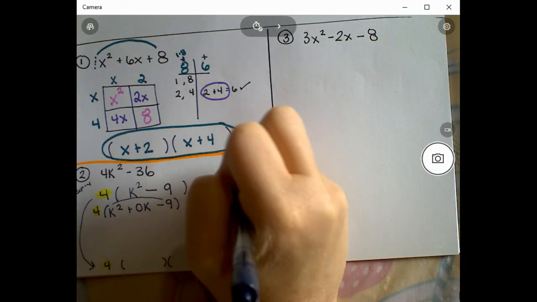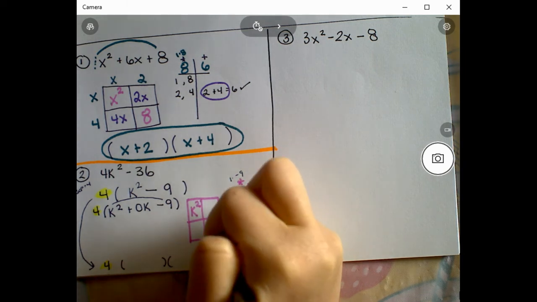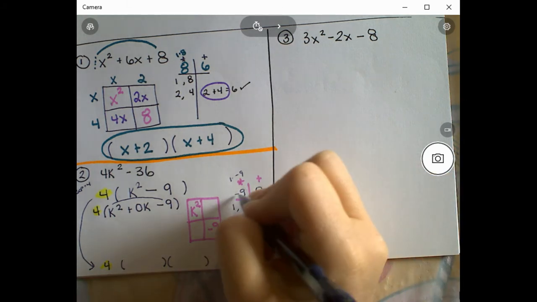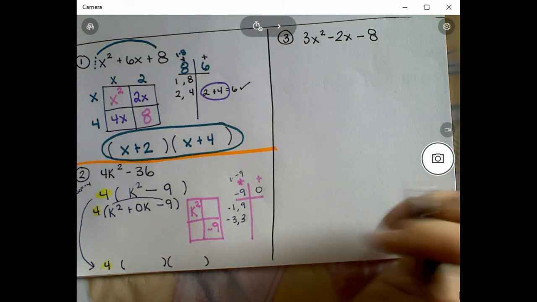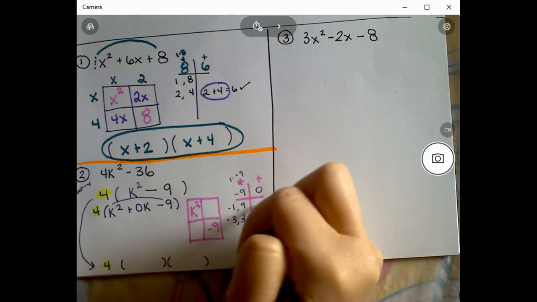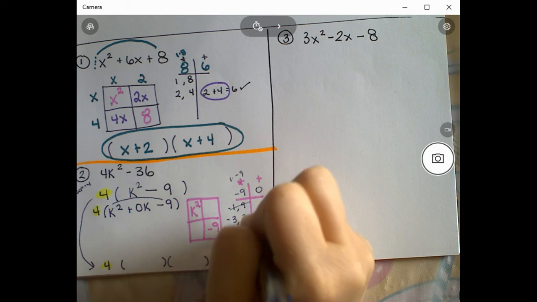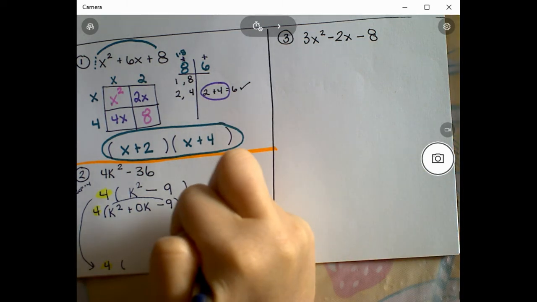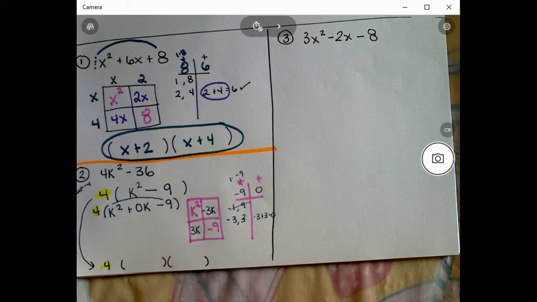So 1 times negative 9. The factors of 9 are 1 and 9, 3 and 3. And in order for this to be negative, one of them has to be negative. There is no way for negative 1 and 9 or 1 and negative 9 to add up to 0. So this one's gone. But negative 3 plus 3 does equal 0. So those are going to go here: negative 3k, positive 3k.